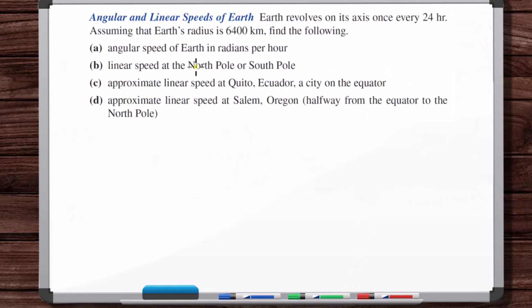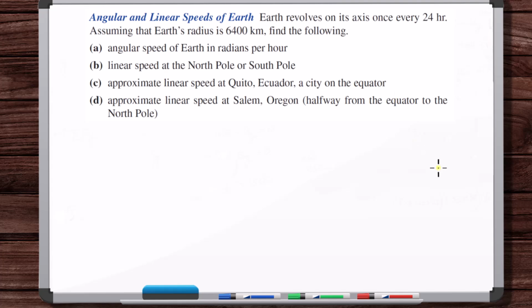Okay, so now we're going to look at Earth from the perspective of rotating about its own axis. Earth revolves on its own axis once every 24 hours. Assume that Earth's radius is 6,400 kilometers. Find the following. The angular speed of Earth in radians per hour.